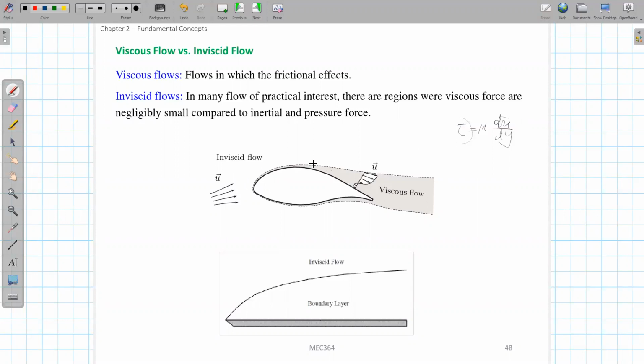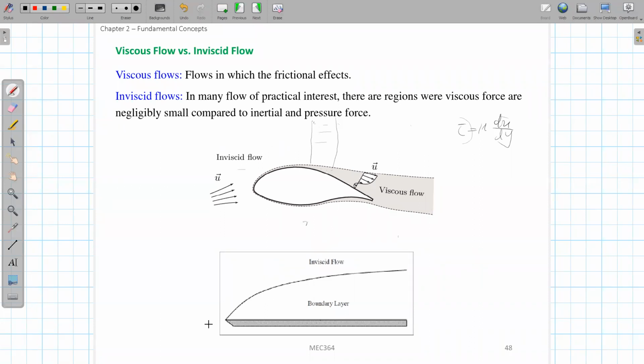But outside this small layer, going outward, there may not be so much velocity gradient. The velocity here may be very close to each other, with no large velocity gradient. If you calculate tau, it's very small. And in this region, you can consider that it is inviscid flow.